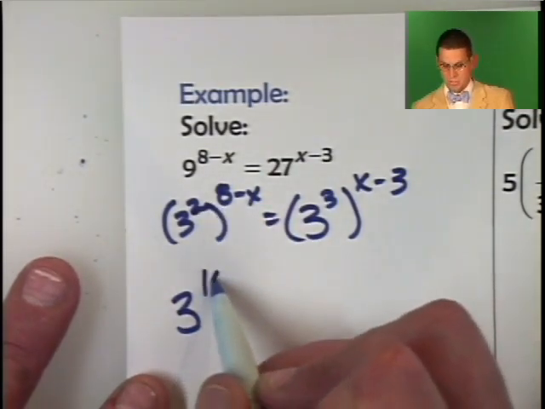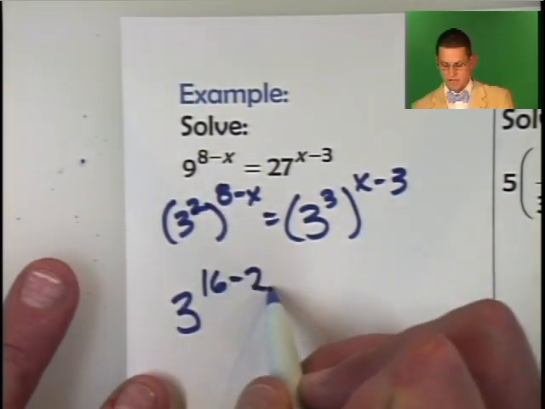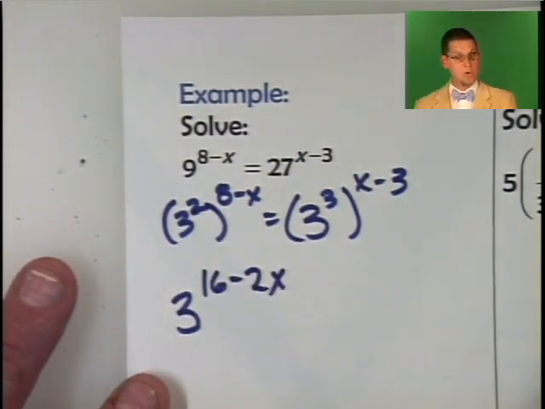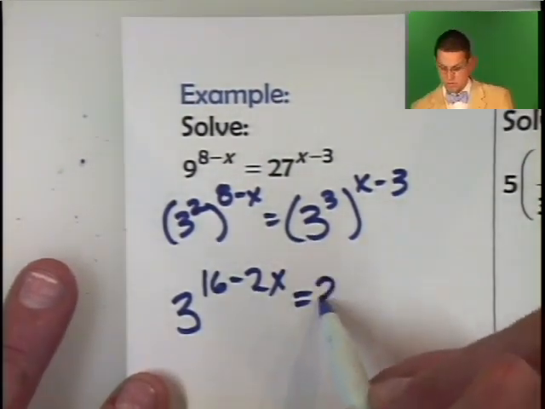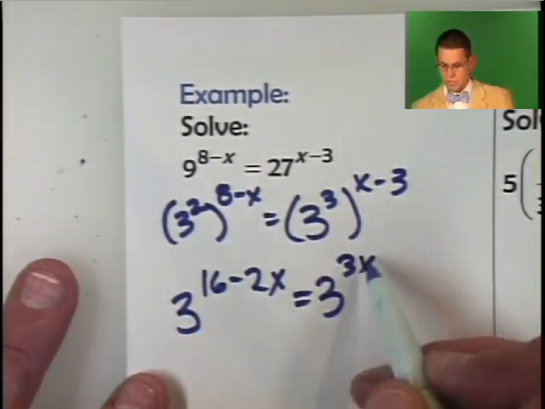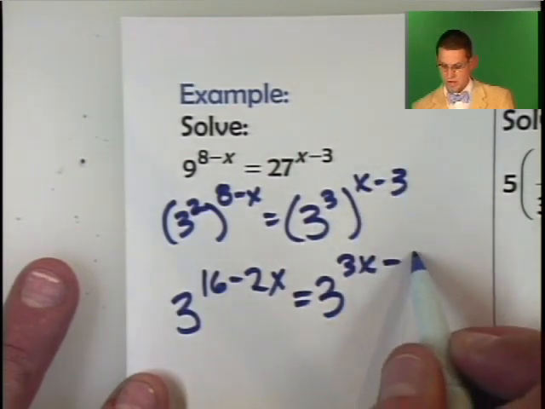2 times 8 is 16, minus 2 times x is 2x. So on the left side, I have 3 to the 16 minus 2x power. On the right-hand side, I'll do the same. I have 3 to the 3 times x is 3x, 3 times negative 3 is negative 9.